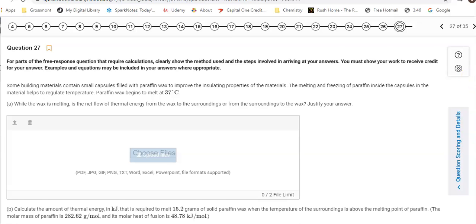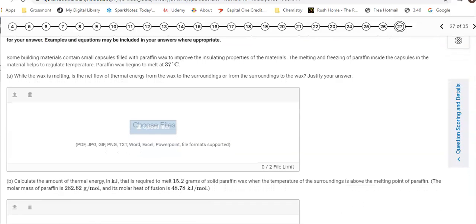Okay, let's see this one. Some building materials contain small capsules filled with paraffin wax. Okay, that's the kind of wax that's used in candles, to improve the insulating properties of the material. The melting and freezing points of paraffin inside the capsules in the material help to regulate temperature. Paraffin wax begins to melt at 37 degrees centigrade. So that's about 100 degrees Fahrenheit. It's kind of a warm day, so you see candle wax kind of melts when it gets really hot in the room.